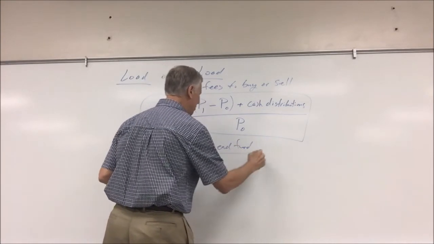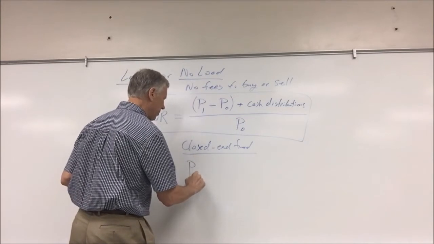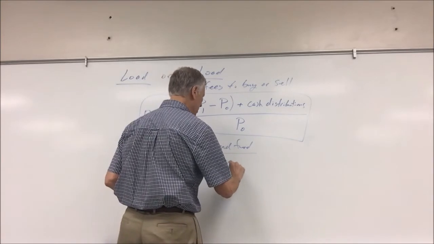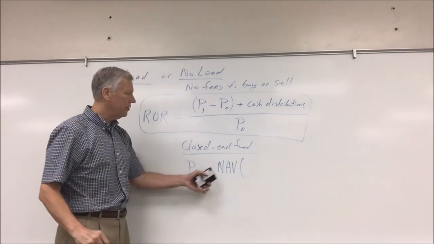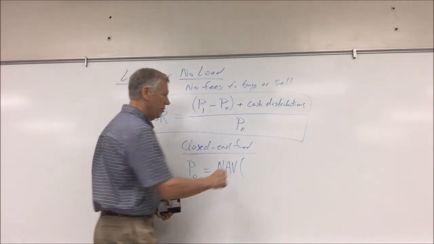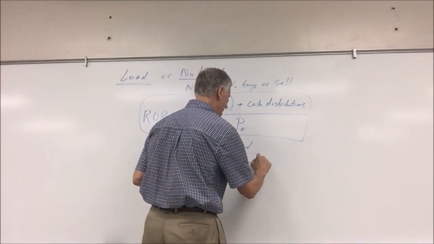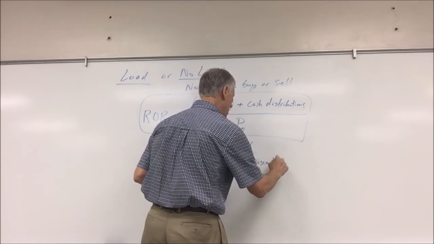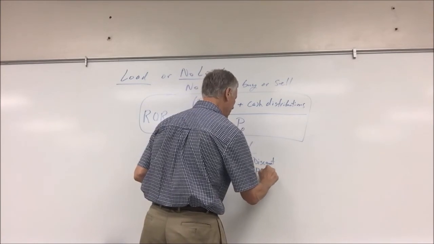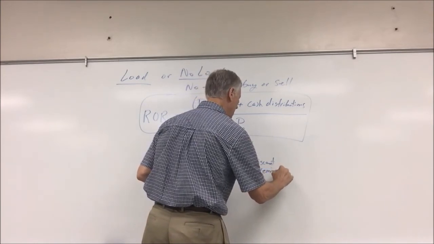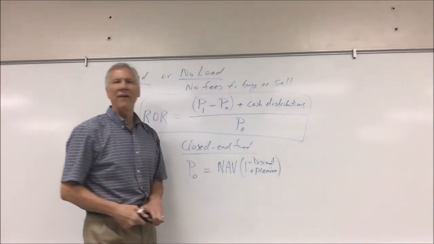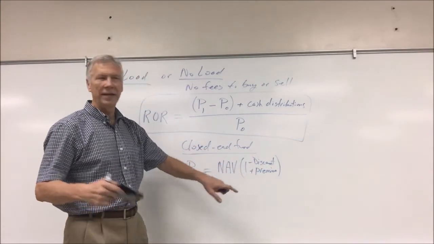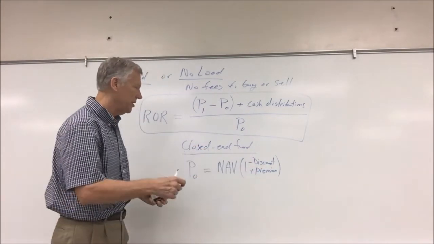It would look like this. Let's say the current price in year 0 is going to be based on net asset value. We usually refer to whether it's selling at a discount or a premium. So it'd be 1 minus the discount, or 1 plus the premium. So if selling at a 5% discount, it becomes 1 minus 5%, or if selling at an 8% premium, 1 plus 8%. Let's take an example.